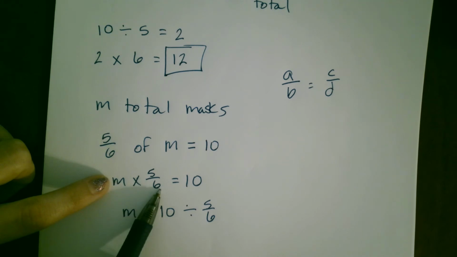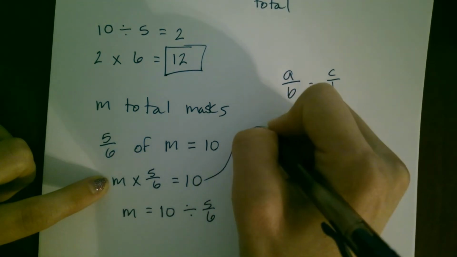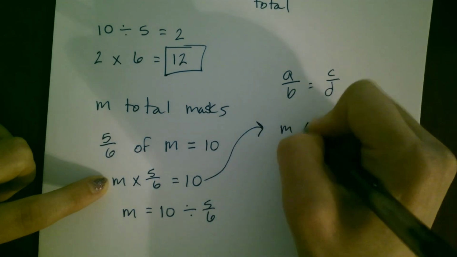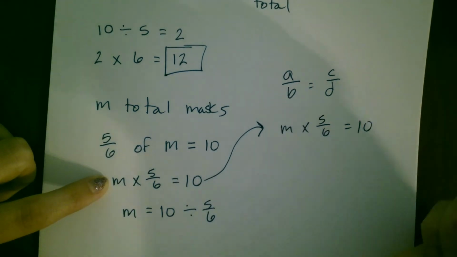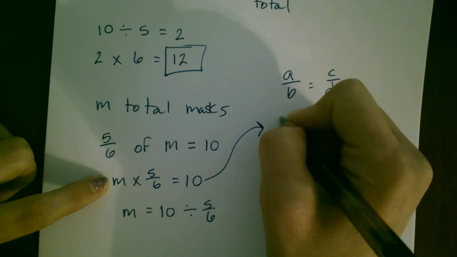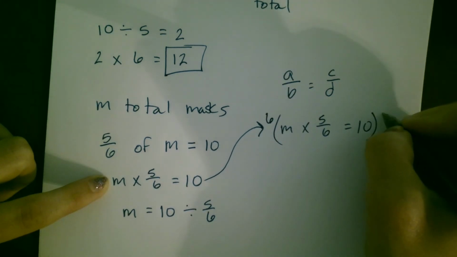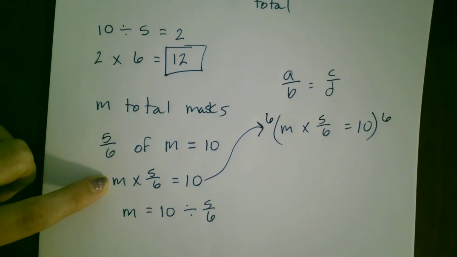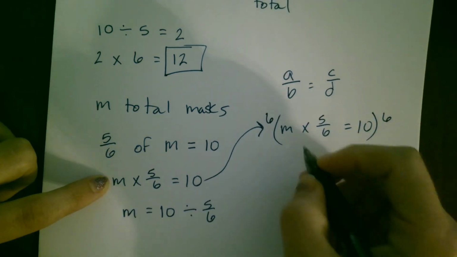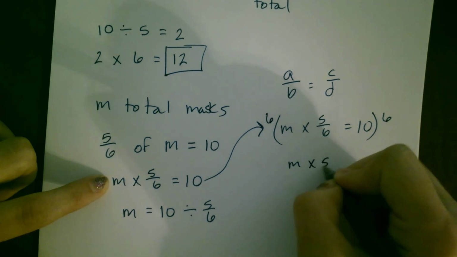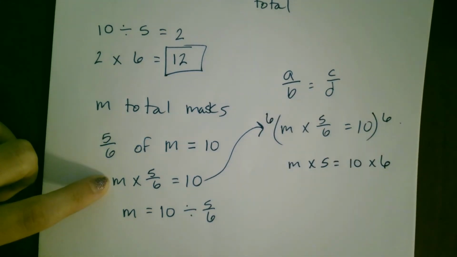I'm actually dividing by 6, so I'm going to multiply both sides by 6. So I'm going to come over here. So I have m times 5/6 equals 10. I'm going to multiply both sides by 6, like I said. Use a little parenthesis action. I'm going to multiply this side by 6, and I'm going to multiply this side by 6. When I multiply the left side by 6, since I'm dividing by 6 and multiplying by 6, those are going to cancel out. So I get m times 5 equals 10 times 6.